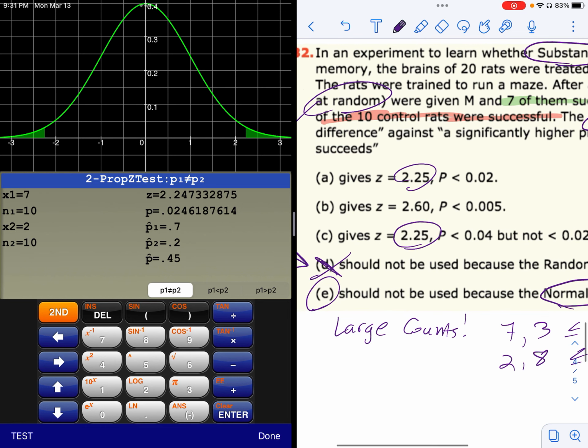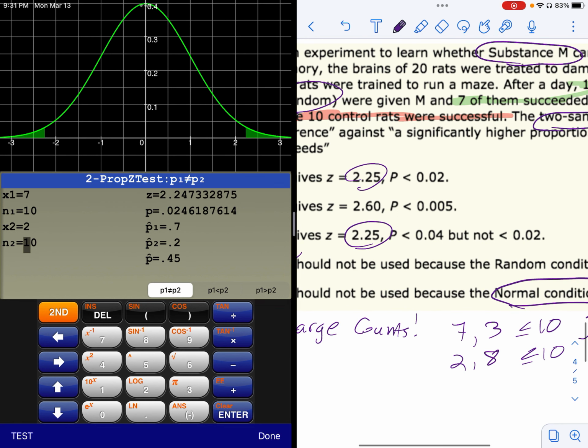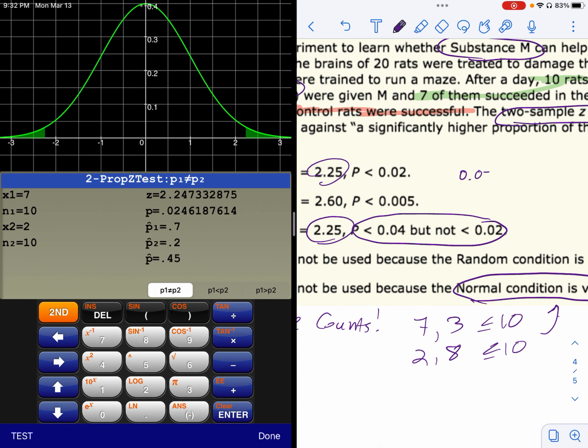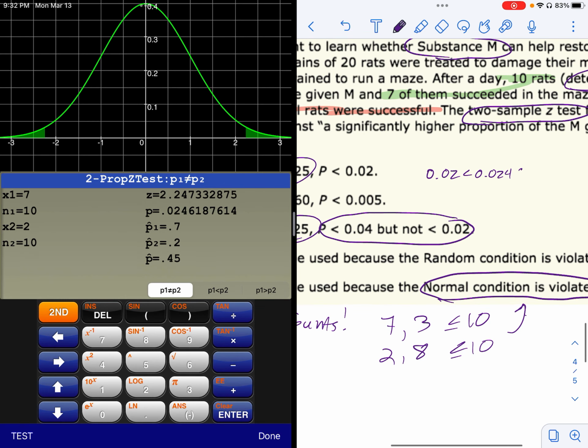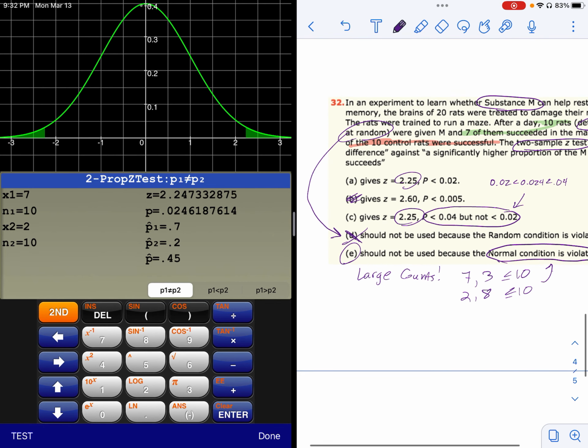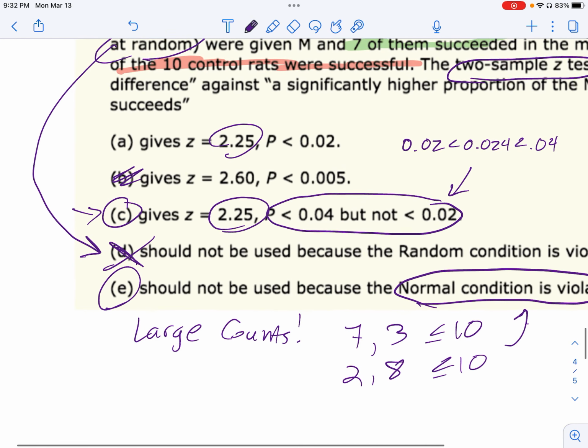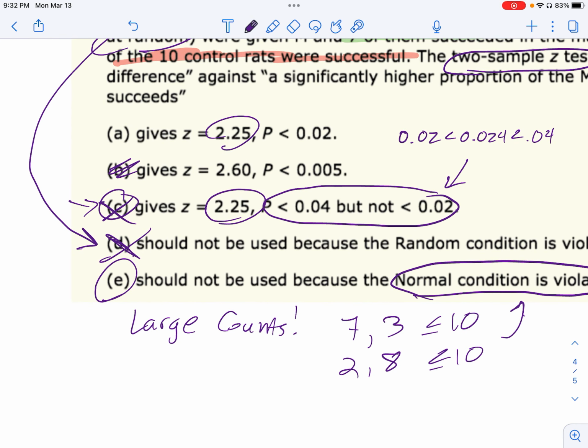You're like, okay, so maybe you're eliminating B. But then what's the p-value? 0.024. That's actually this, right? Because isn't 0.024 in between 0.02 and 0.04? So anyway, my whole point with this is you might be misled and you might be like, there it is, it's C, because you haven't checked the conditions, okay? You should always check the conditions. So it's not C, it's E. All right, that's it.